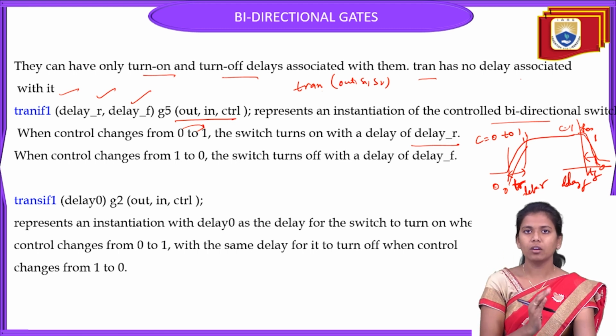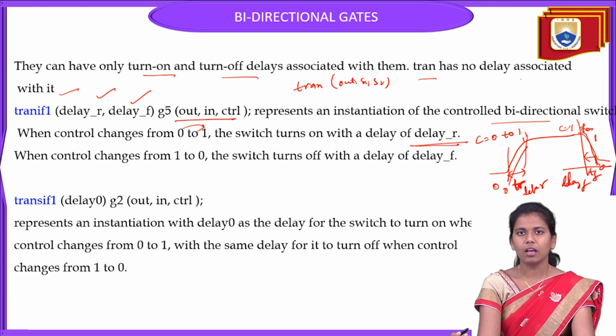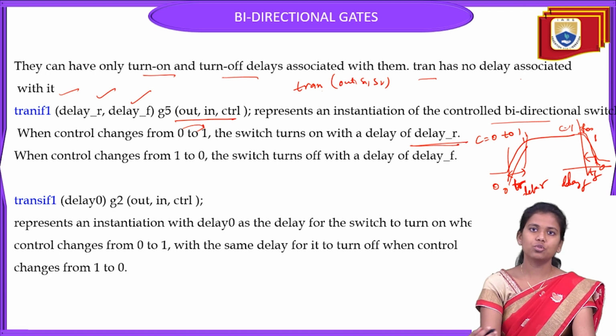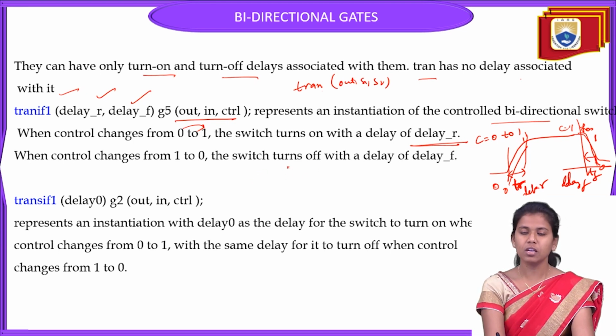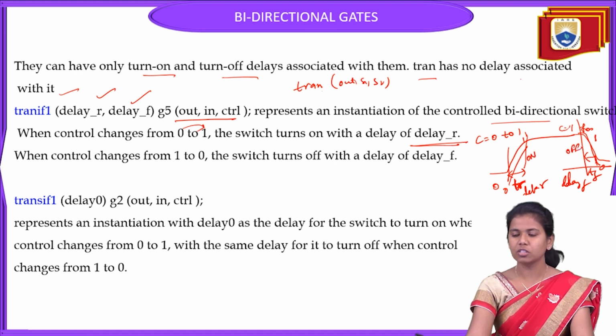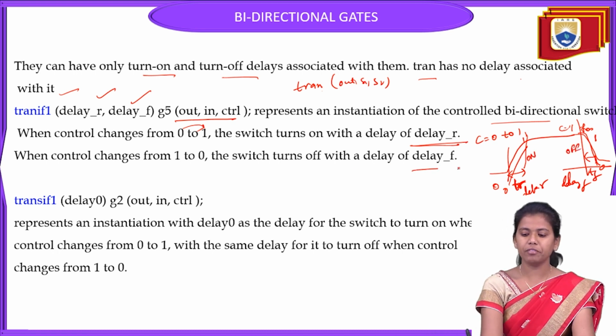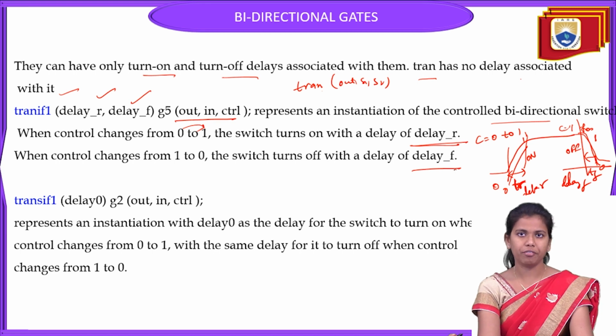So, the delay goes with respect to the rise, delay R. When the control signal drives from 1 to 0, then we see there is a fall. So there is a fall in the switch and the switch turns off. Here the switch turns on, whereas here the switch turns off. So this delay we represent with delay F.